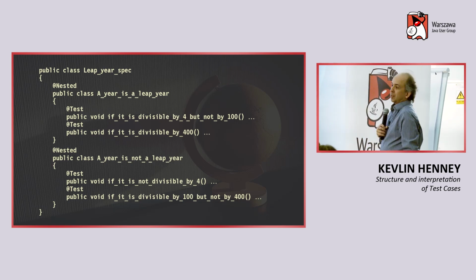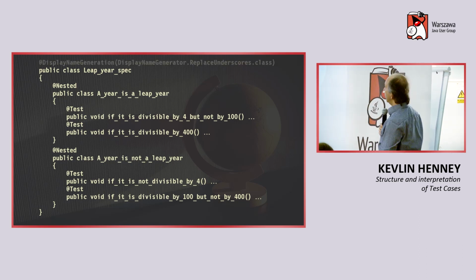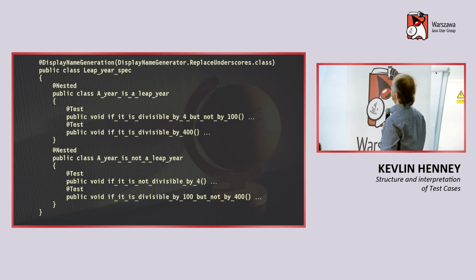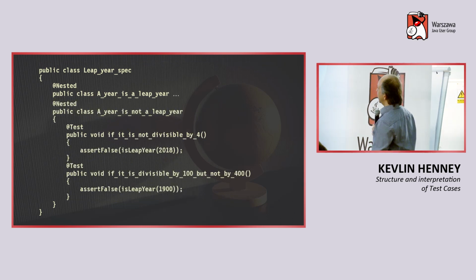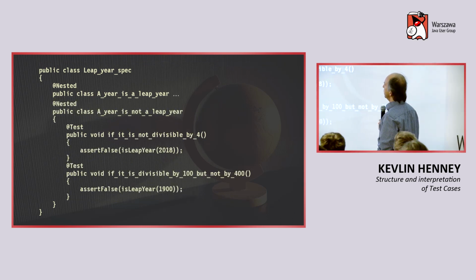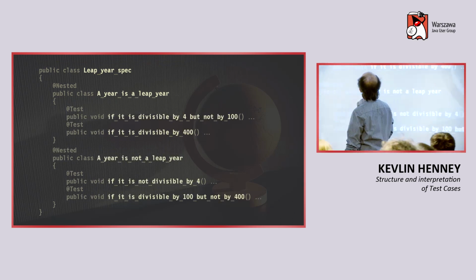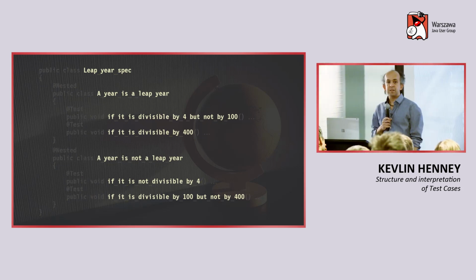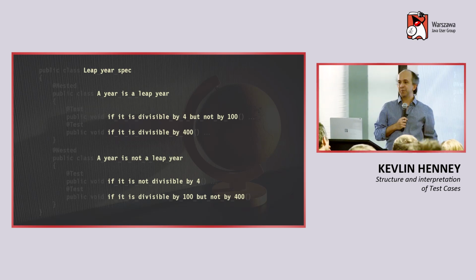You need spacing. Underscore is a good space. But even better, as a result of me popularizing this, JUnit 5 now has this. Awesome. At DisplayNameGeneration, DisplayNameGenerator.ReplaceUnderscores.class. What does that do? Well, it gives you an output that looks exactly like this. It will replace underscores with spaces. So you actually get that as your test output, which is quite nice.